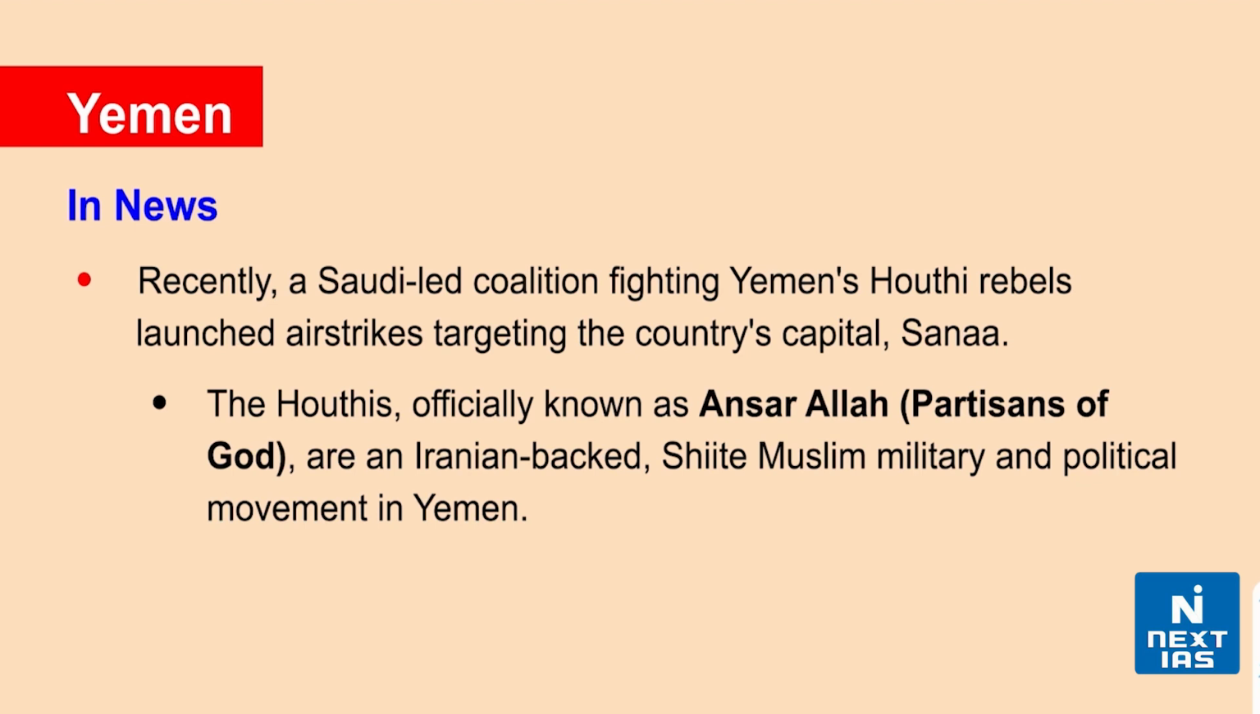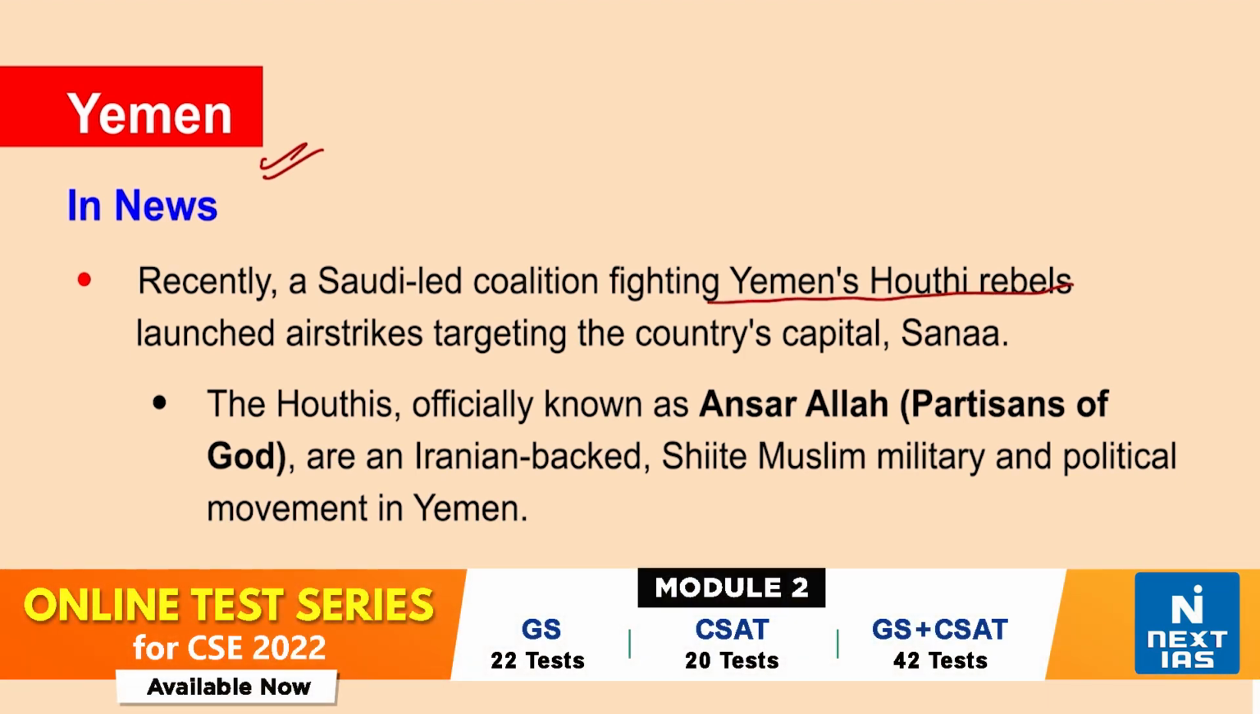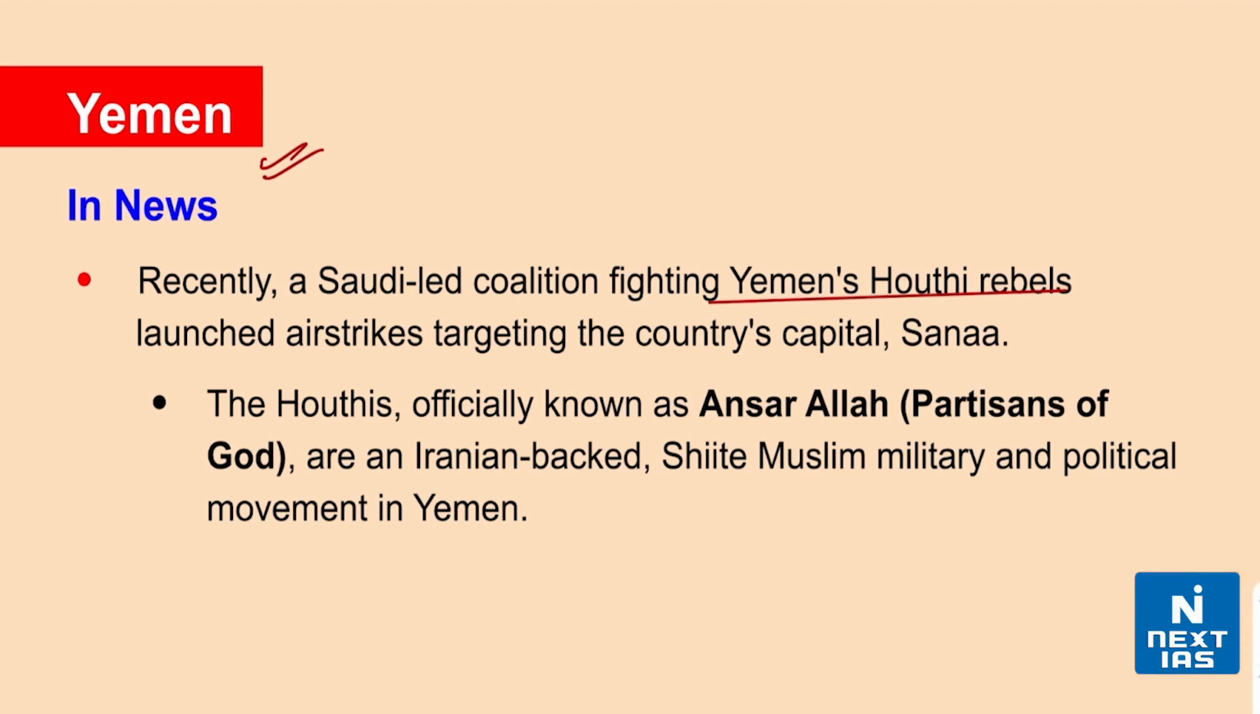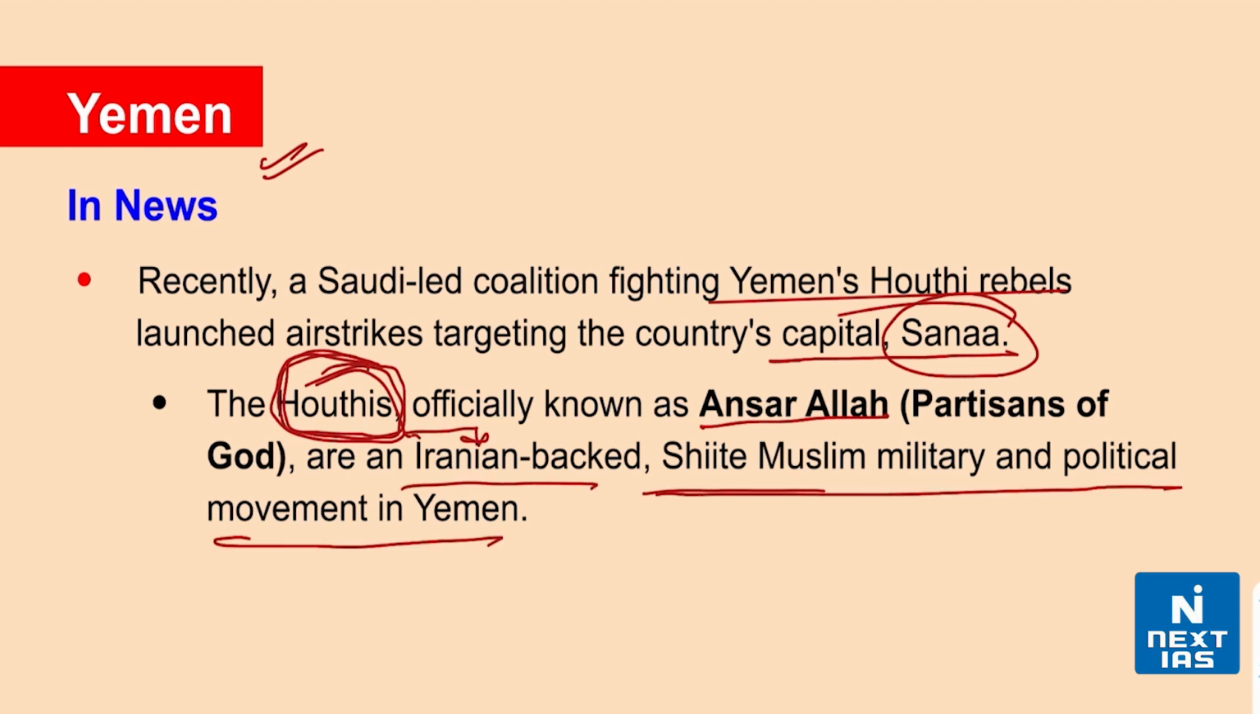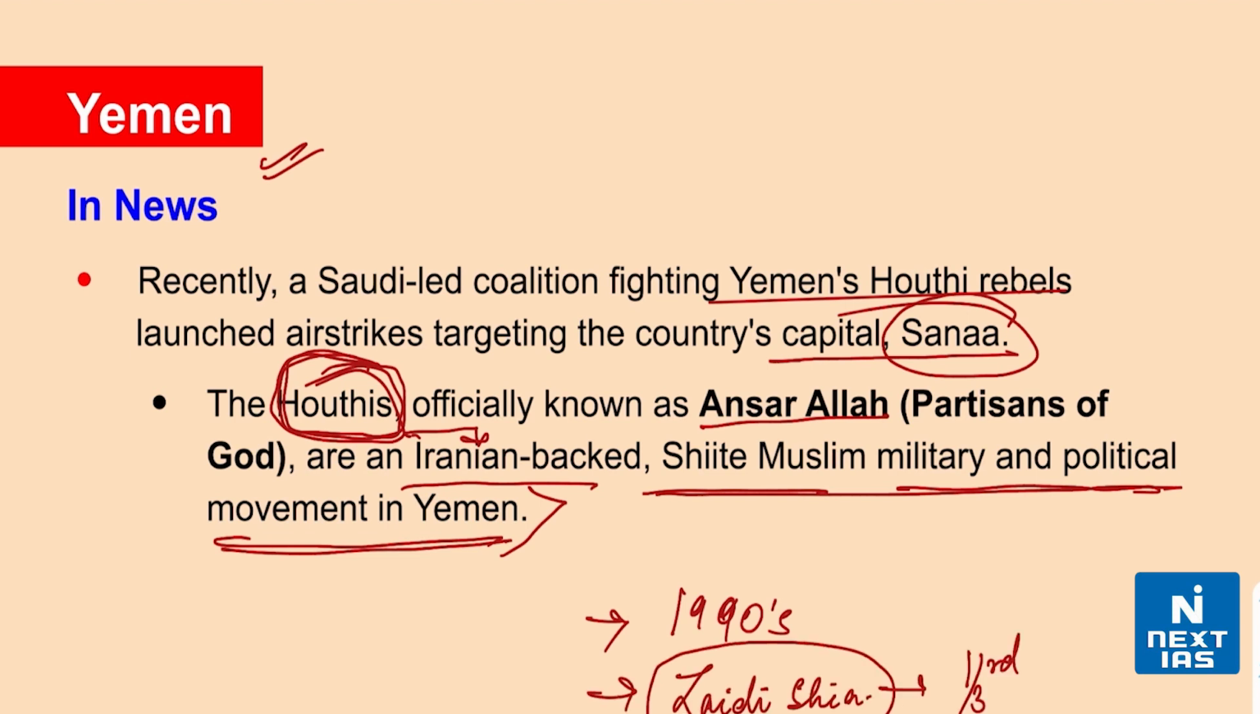Let's start our today's discussion with the very first place, Yemen. Recently Yemen was in news as a Saudi-led coalition fighting Yemen's Houthi rebels launched airstrikes targeting the capital of Yemen, that is Sana'a. So who are the Houthis? These Houthis are actually an Iranian-backed Shiite Muslim military and political movement in Yemen. This movement was founded in the 1990s by Hussein al-Houthi, who is a member of Yemen's Zaidi Shia minority. Now, this minority makes up about 1/3 of the population of Yemen.